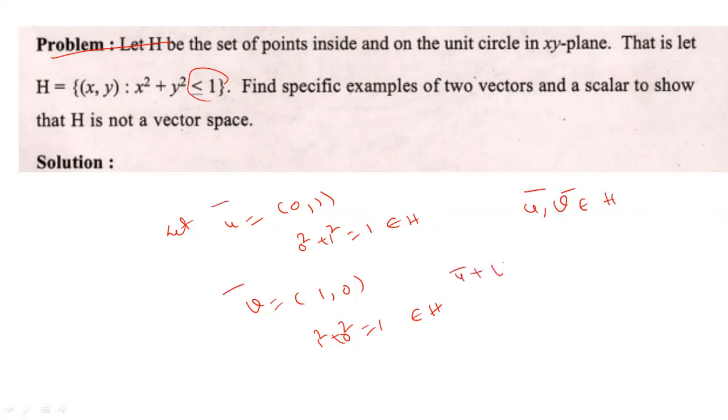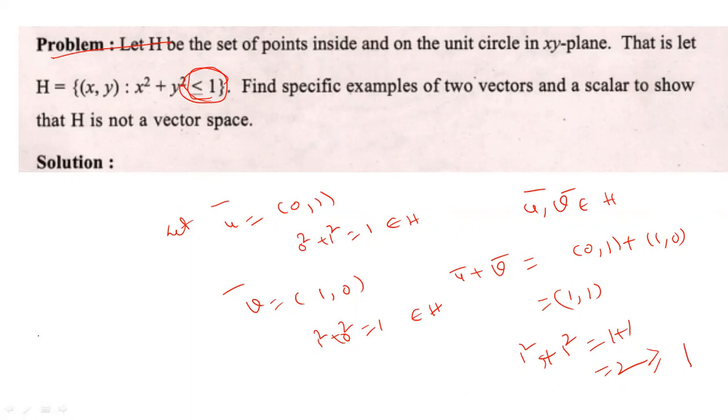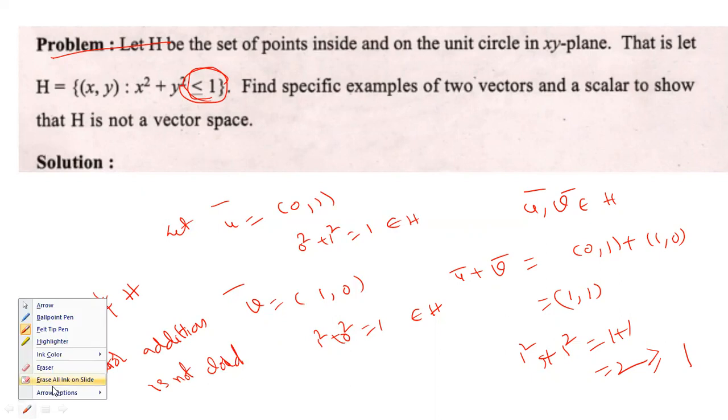I have taken two vectors u and v belonging to H. Now u + v is (0, 1) + (1, 0). What is the answer? You will get (0 + 1, 1 + 0) = (1, 1). But 1 square plus 1 square is 1 + 1 = 2. The condition is that it should be less than or equal to 1, and 2 is greater than 1. So u + v does not belong to H. That means vector addition is not closed. If vector addition is not closed, it is not an abelian group, so this property is not satisfied.